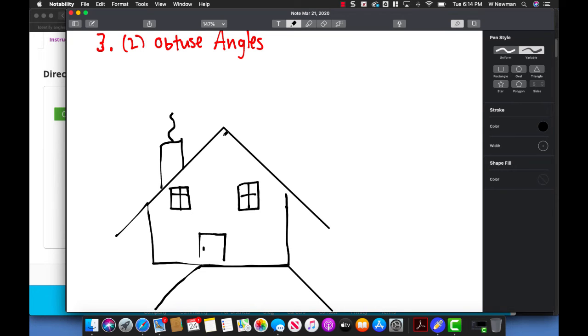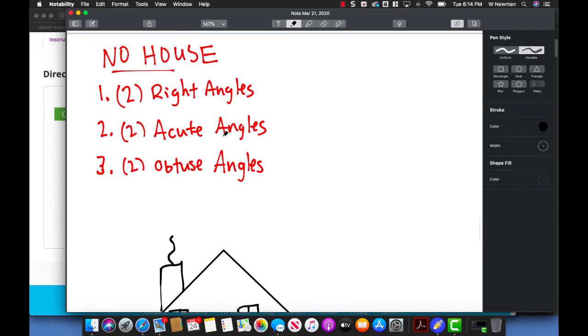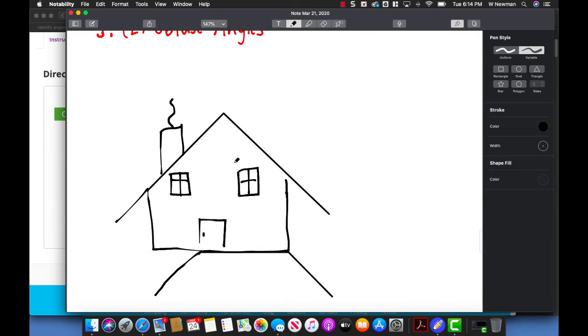But let's go back to our three main rules. Well, the first rule is you can't draw a house, and then the directions are to draw two right angles, two acute angles, two obtuse angles. So I'm just basically going to pick those out because I'm pretty sure everything's probably already represented in my house. So this right here, that angle right there, that's an obtuse angle. That's definitely larger than 90 degrees.